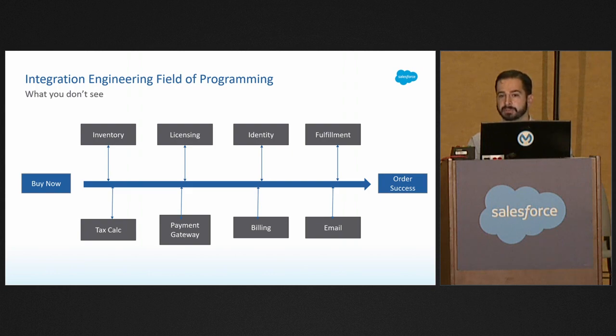If it's a subscription product, we enter you into the billing system so that you can be billed either annually or monthly. We create a username and password for you in our identity system so you can get into the product. If it's a shippable product, we send it to the warehouse so they can send it to you. And lastly, we send an email to you with the order confirmation with some details on how to get into the product. And this is basically about half of the actual systems we talk to.